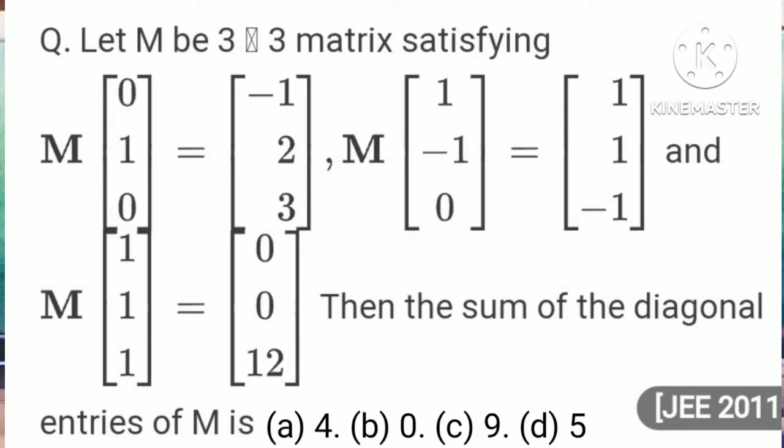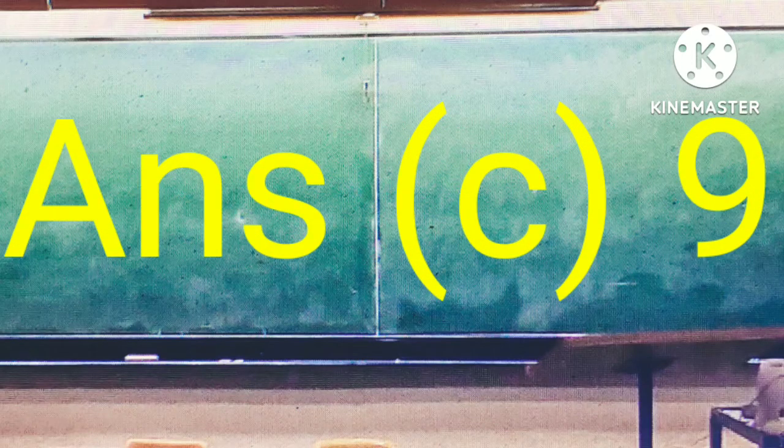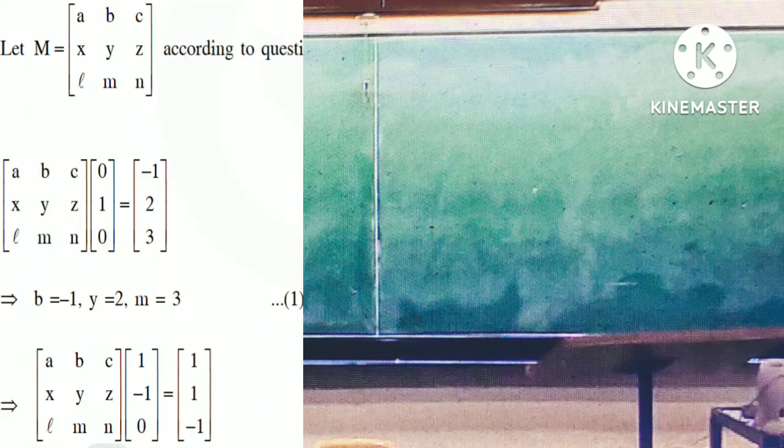Another problem: matrix M multiplied by a column matrix is given, and the answer is given. Another multiplication condition is given, and similarly three conditions are given. Whenever M is multiplied by three different column matrices, we get different column matrices. We have to find the sum of the diagonal elements in the matrix M. The answer is C, it's 9. How do you get this one? You shall see this one.